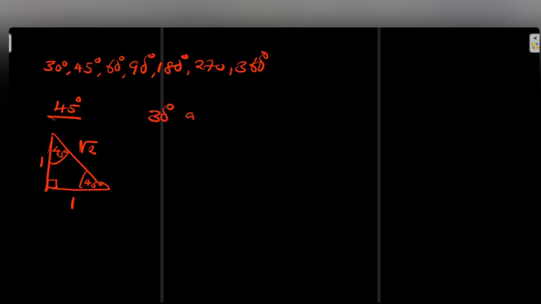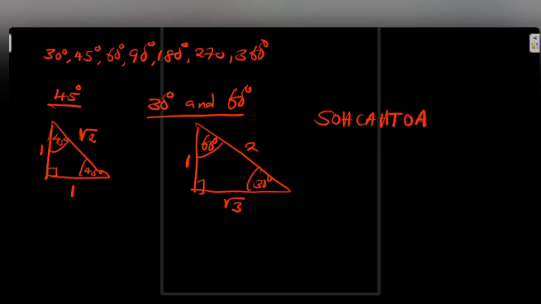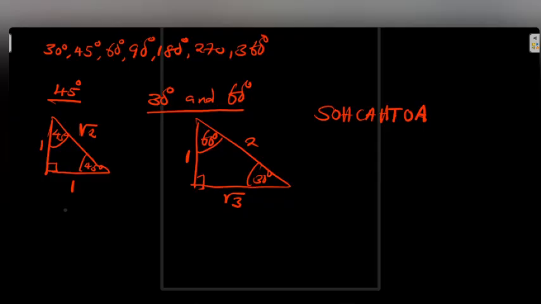Then 30 degrees and 60 degrees, we handle on just one right angle triangle. This is our right angle triangle. If we put 30 degrees here, the other angle is 60 degrees. This side is 1, this side is 2, and this side is root 3. For this, we'll be using SOHCAHTOA. Then we are remaining with 90, 180, 270, and 360. For these, we'll use the graphs.